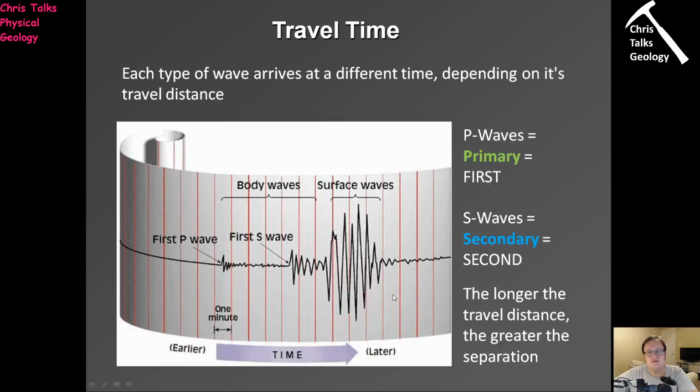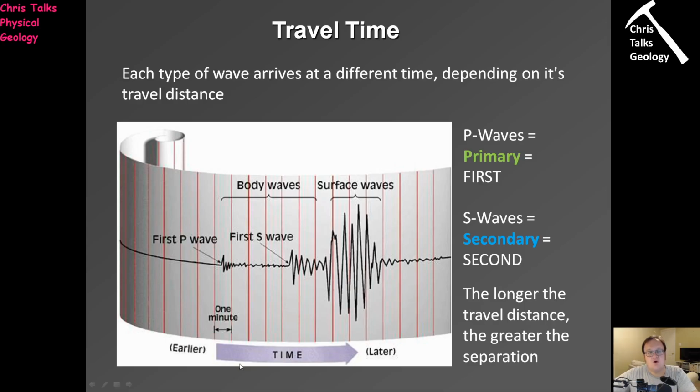So as we've discussed, there's the background, there's the arrival of the first P wave, so amplitude goes up and then steadily dies back down. Then the first S wave, amplitude goes up again and then steadily decreases, and then the surface waves arrive. So the P wave equals primary wave, arrives first, and the S wave equals secondary wave, arrives second.